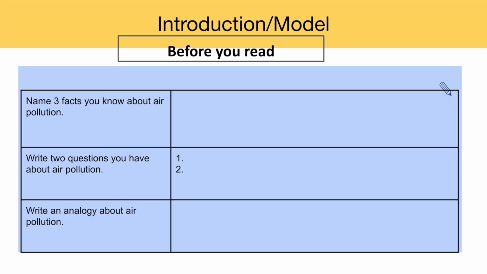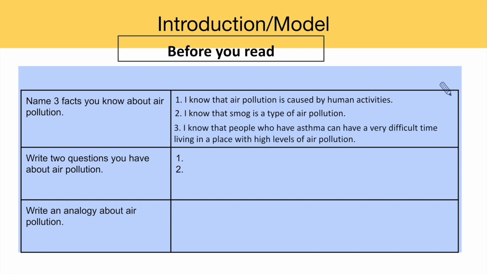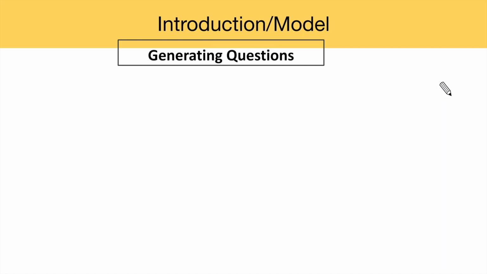Before you read, name 3 facts you know about air pollution, write 2 questions you have about air pollution, and then write an analogy about air pollution. The first thing I know is that air pollution is caused by human activities. I also know that smog is a type of air pollution, and I also know that people who have asthma can have a very difficult time living in a place with high levels of air pollution.